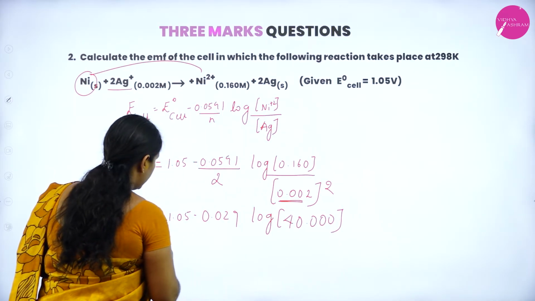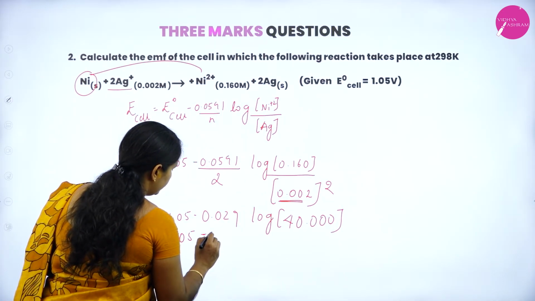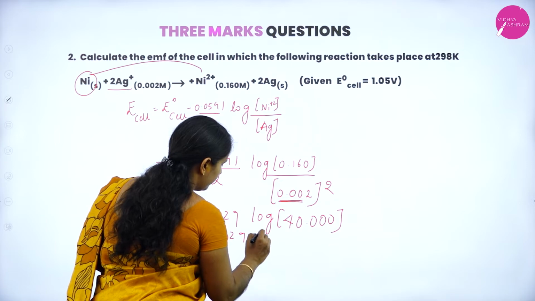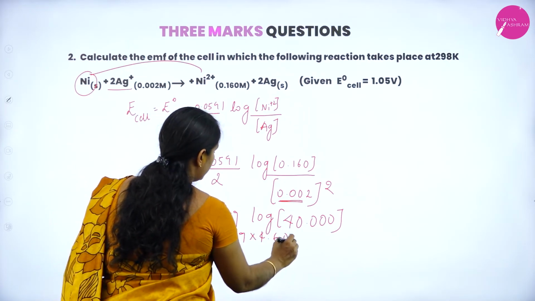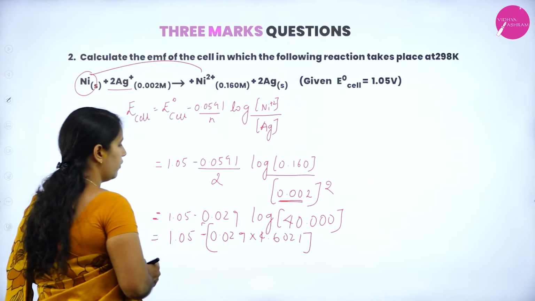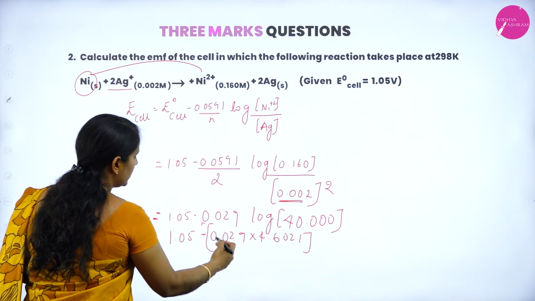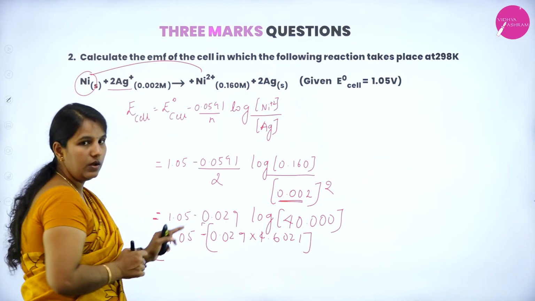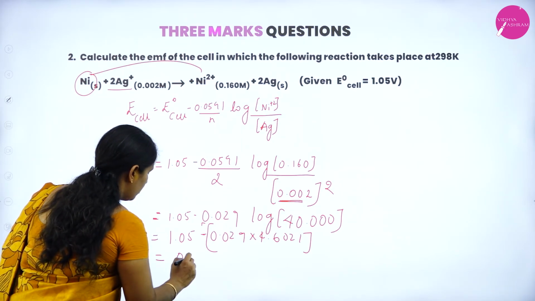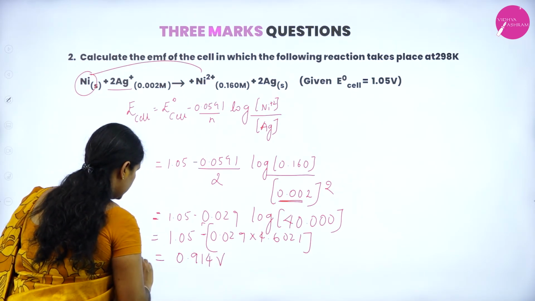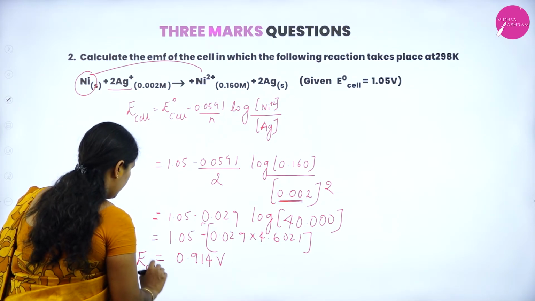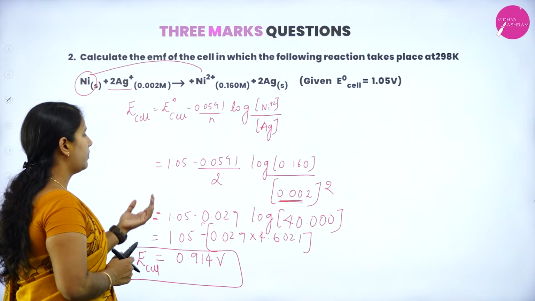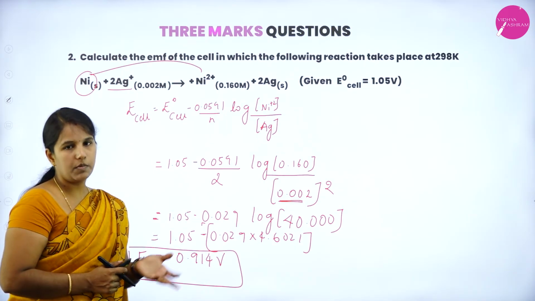Log of 40,000 is nothing but 4.6021. This is the log value for 40,000. Now multiply 0.029 into 4.6021 and then subtract from 1.05. Finally, you will get 0.914 volts. This is the EMF of the cell. This is how, if E0 is given, we can place the E0 and calculate the EMF of the cell.